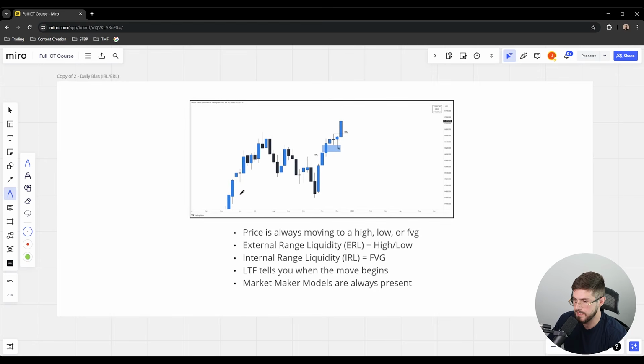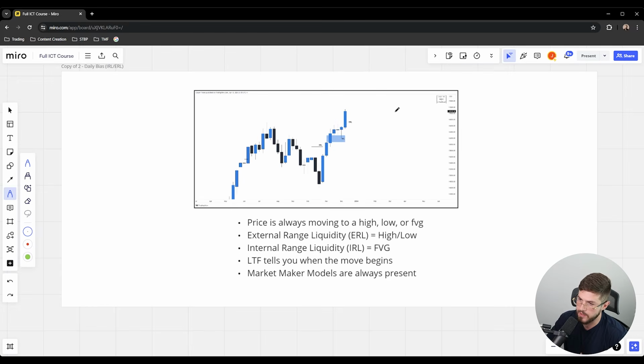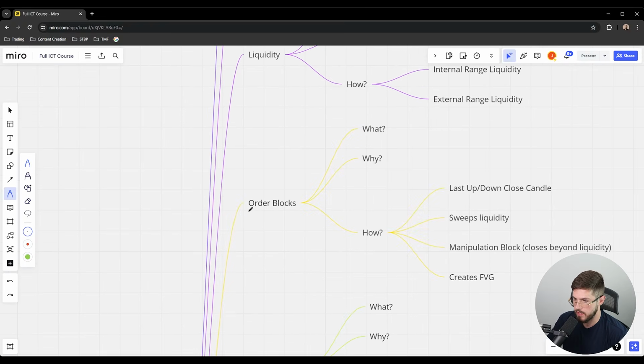So back to this example of internal and external range liquidity. We're not going to sit here too long because we already went over this, but external range liquidity is just going to be highs or lows. Internal range liquidity is fair value gaps, okay? Very simple. The market is moving to one or the other at all times. And you can go from the top down in order to get a clear bias. You always want to start at a higher time frame like a weekly and then move down until you have clear bias, okay? All right, now let's talk about order blocks.